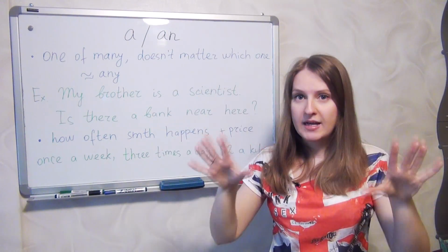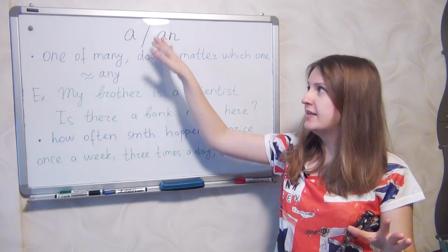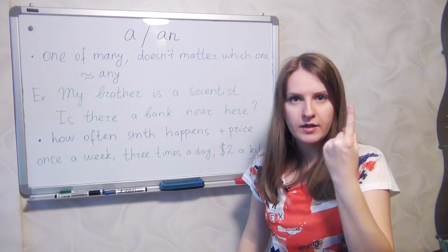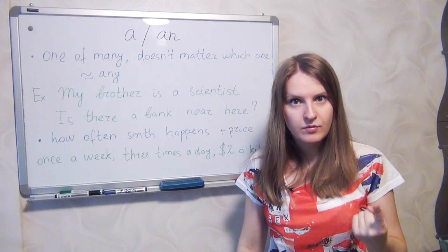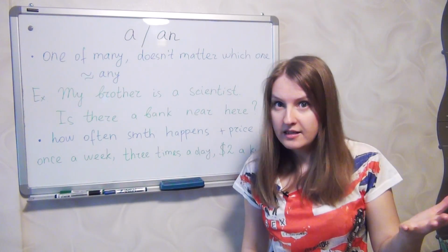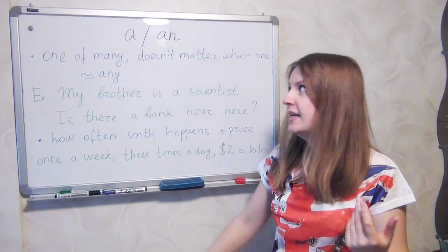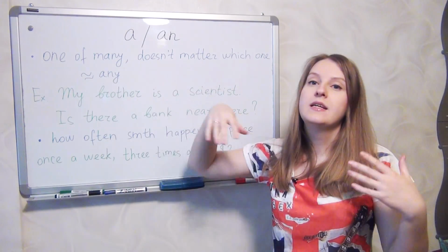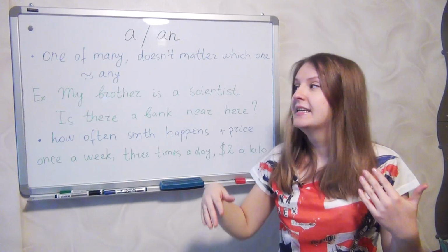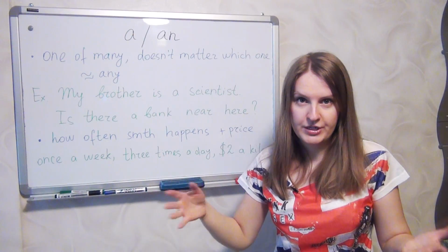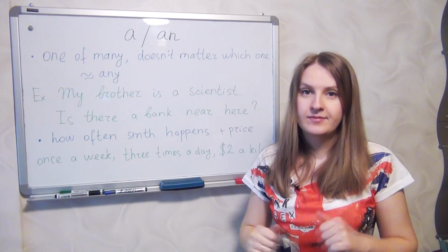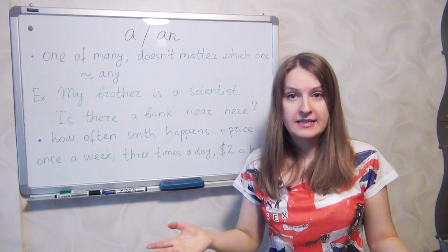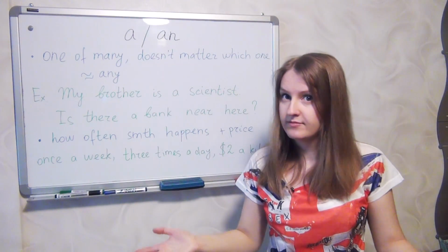Once again, summarizing, just remember that this article is used with singular countable nouns when there's just one thing, one object, one person, and it is used in the meaning of one of many. It doesn't matter which one exactly, so any object, any person. I need a friend, any friend.